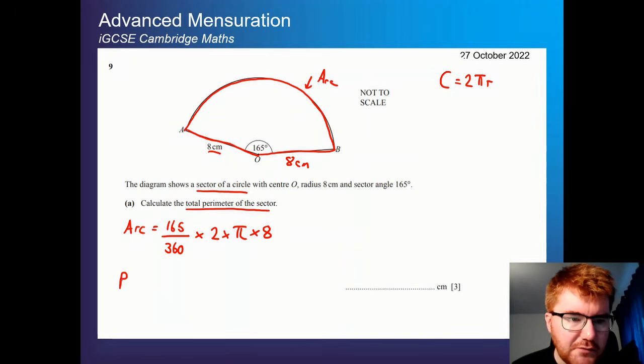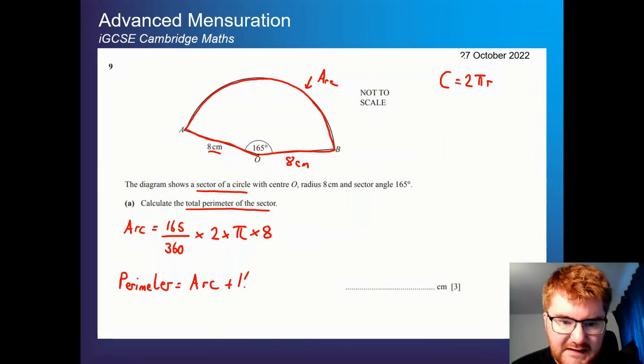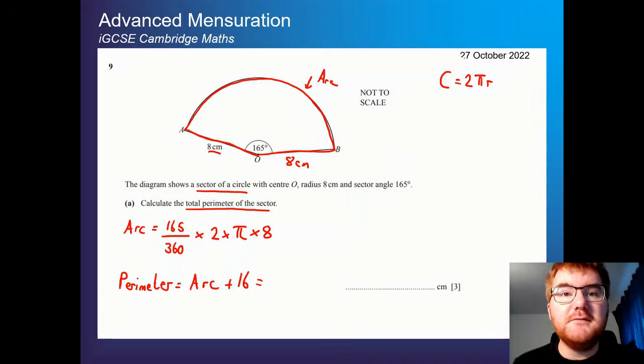To work out the total perimeter, we're going to take what we've done for the arc. Again, notice I'm leaving the calculating until right at the end here. And then we need to add in the 2 radii. So we've got 8 and 8. So we add in the 16. And that's going to give us our final answer. So let's go over to the calculator and work it out.